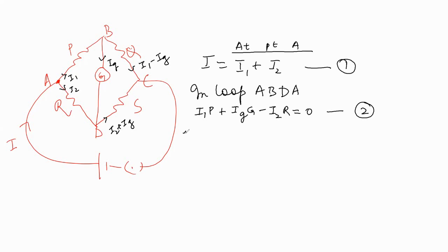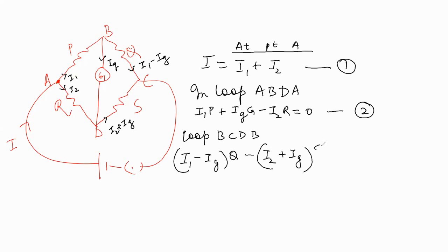Again applying in another loop, BCDB. In this loop, if I apply Kirchhoff's law again, I1 minus IG into Q minus of I2 plus IG into S minus of IGJ is equal to 0. Let this be equation number 3.